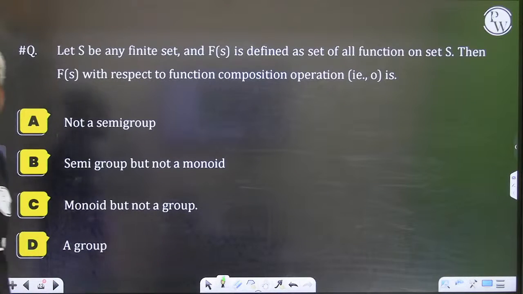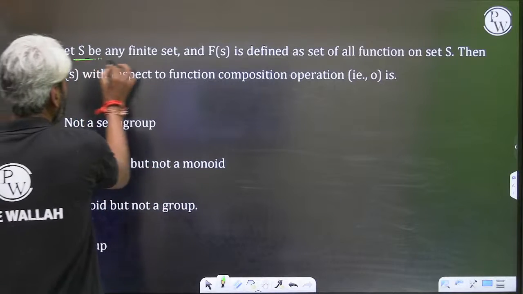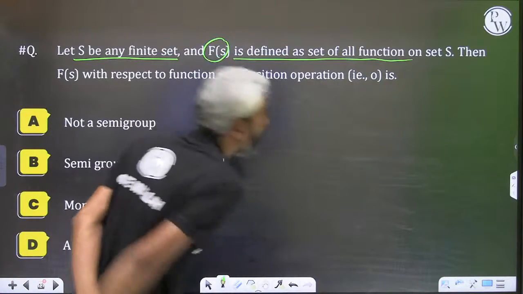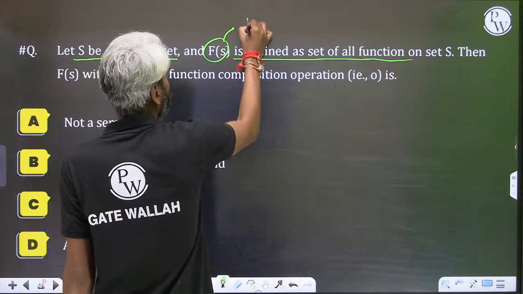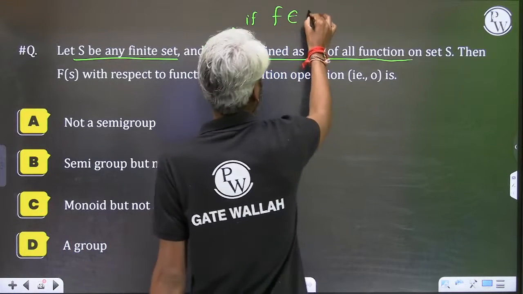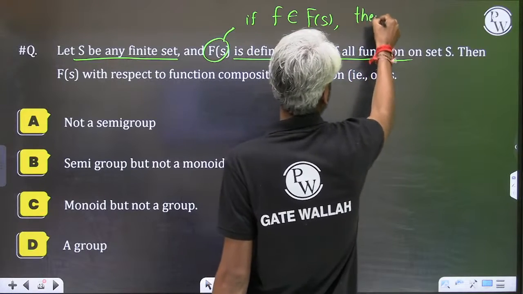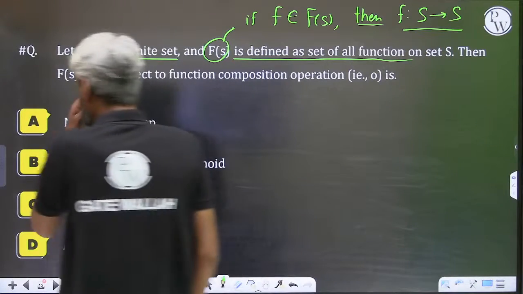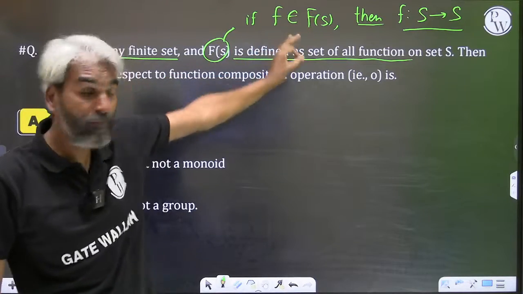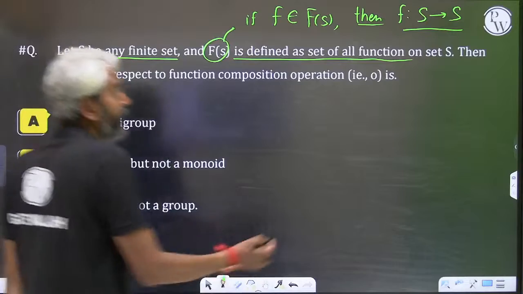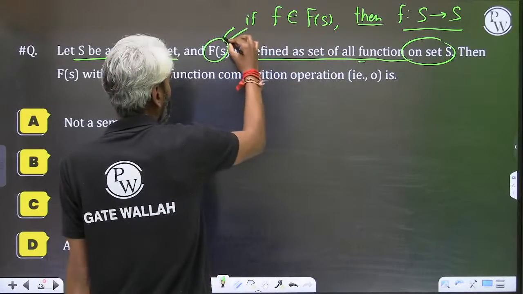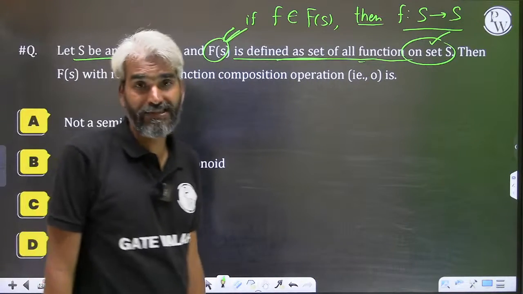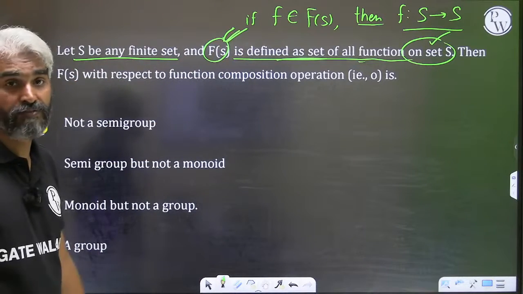Let's assume we have S, which is any finite set, and we define F_S as the set of all functions on set S. That means if we have a function f belonging to F_S, then f is defined from S to S. Because any function f present in the set F_S will be defined from set S to set S. So if any function is defined from set S to itself, then it will be a part of the set F_S.